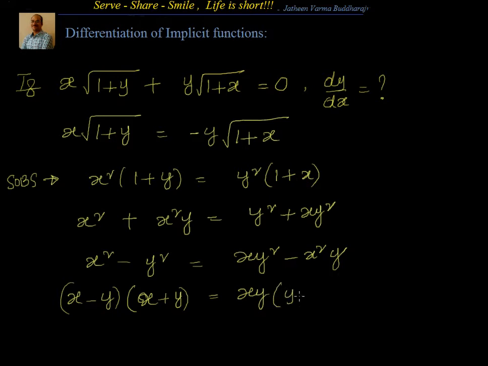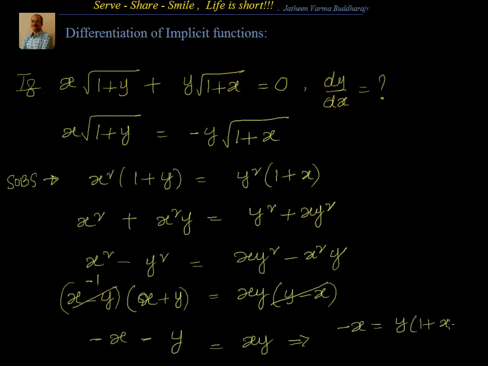Here also you can take xy common and write it as y minus x. Now y minus x in x minus y will go minus 1 times. So that gives you y equal to minus of x minus of y equal to xy. I have multiplied with minus 1, and then I can write my next step as minus x equal to y into 1 plus x, or y equal to minus x by 1 plus x.